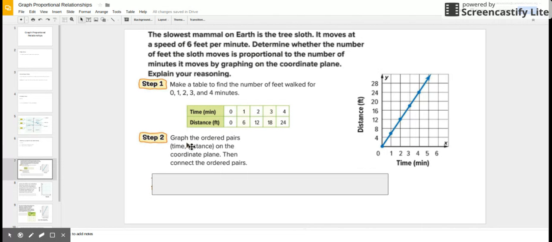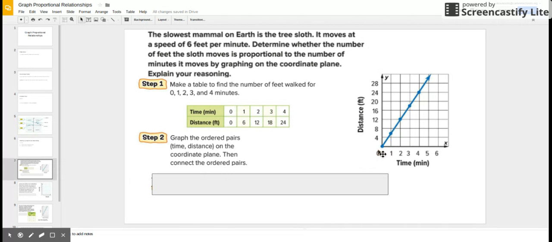Now we're going to graph the ordered pairs on the coordinate plane, then connect the ordered pairs. So remember, this is X. This is Y. We're going to graph 0, 0 right here. 1, 6 is right here. 2, 12 is right here. 3, 18, and 4, 24. Graph the ordered pairs, and then you want to connect them.